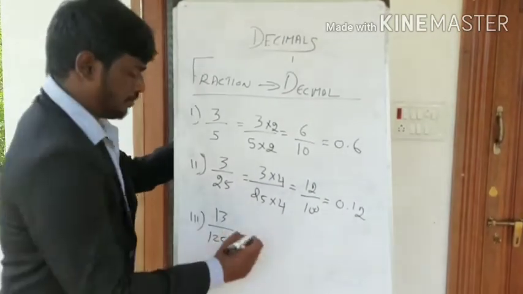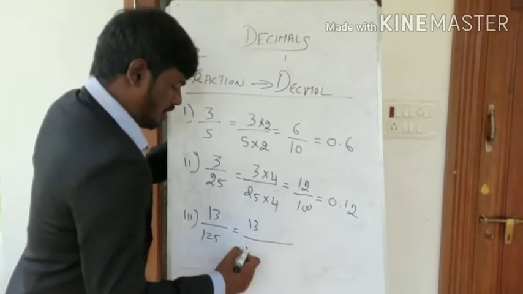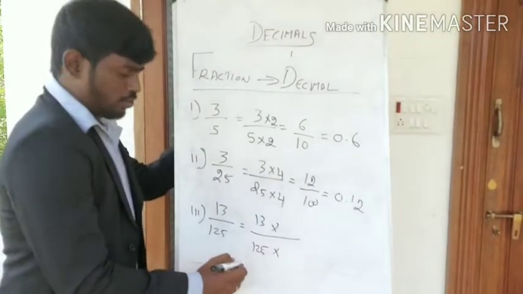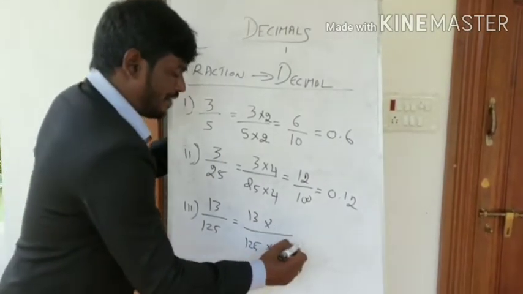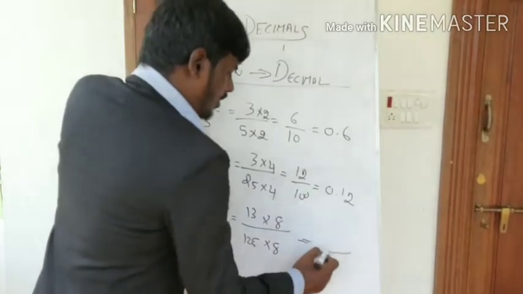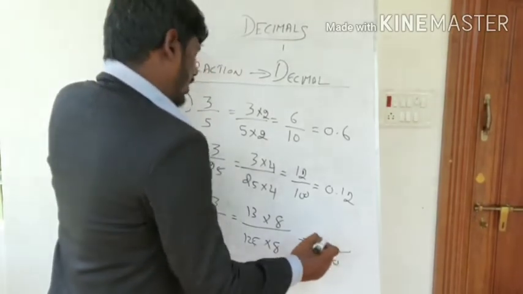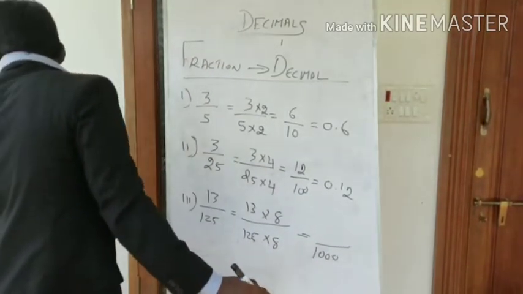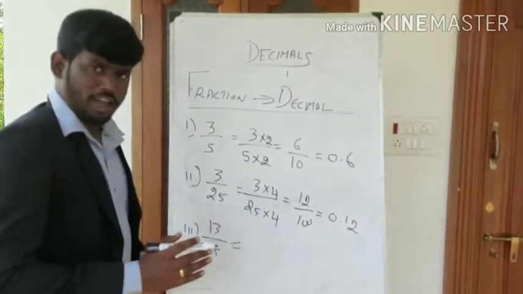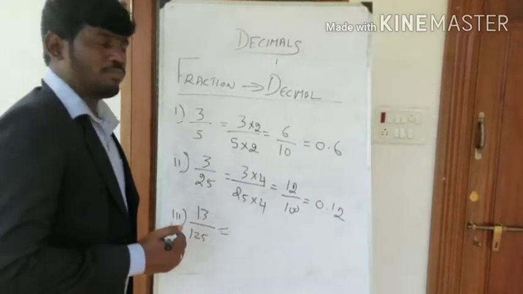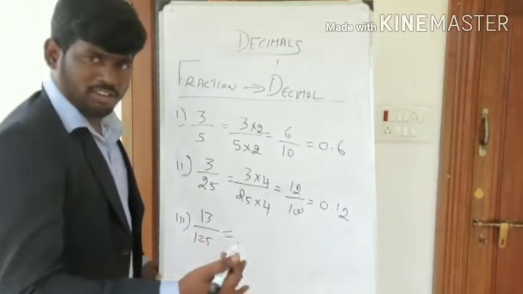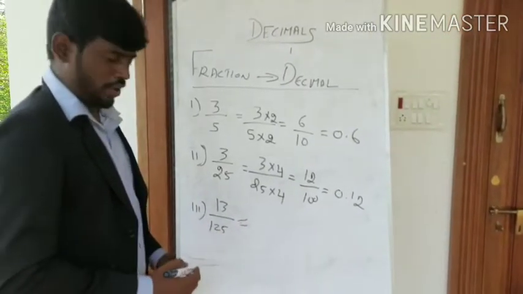Next, the third question. 13 by 125. If I multiply 125 by 8, I will get 1000, and the numerator also you have to multiply with 8. So 125 into 8 will get 1000. You have to be very careful doing this. Again I am saying, you have to bring the denominator by multiplying with a number to get 10, 100 or 1000. Now the denominator is 125.